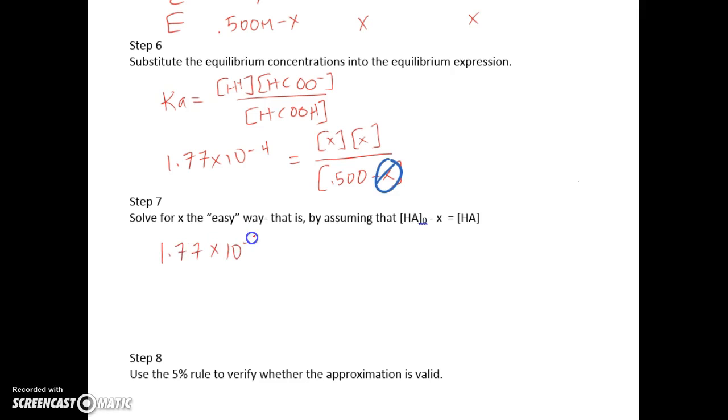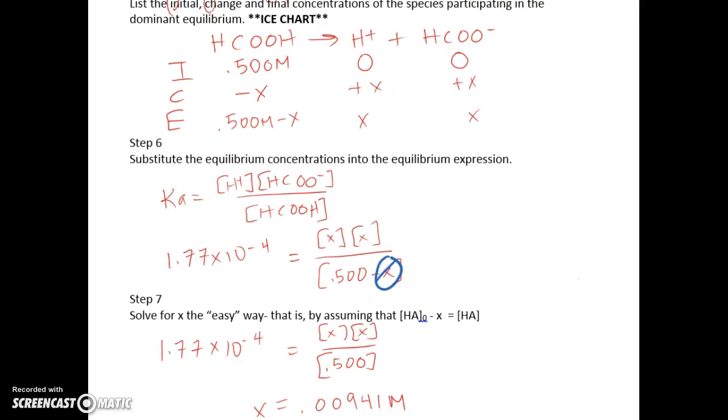1.77 times 10 to the minus 4 is equal to x times x over 0.5. No more nasty quadratic. I just multiply those two, I take the square root, and I end up with x is equal to 0.00941 molar. And x is my hydrogen ion concentration. If I look back here, x is what was equal to my hydrogen ion concentration. So now I've solved for my hydrogen ion.